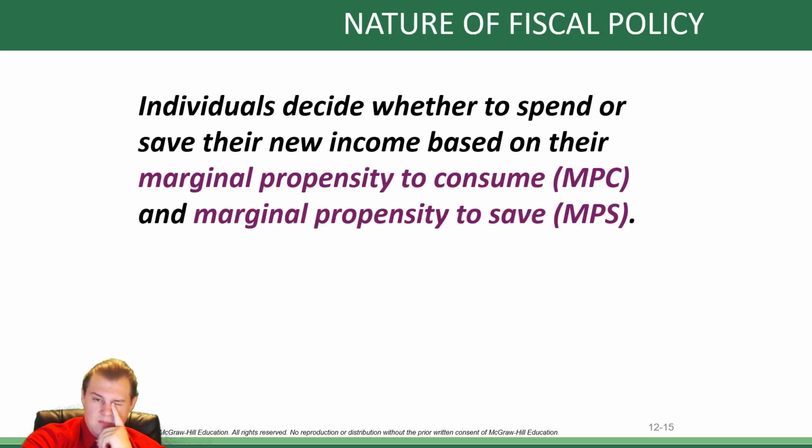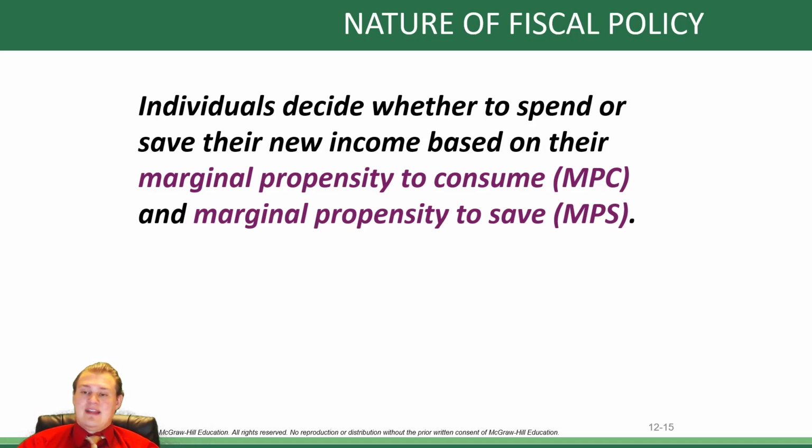Question is, what would that be? Well, we have to look at this number first. We have to figure out what MPC and MPS are. Individuals decide whether to spend or save new income based on their marginal propensity to consume. That means how likely are you to spend for every dollar you have? So if I have $1, how much of that dollar am I going to spend? And the opposite of MPC is marginal propensity to save. How much of that dollar am I likely to save?